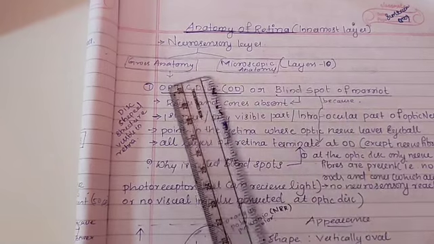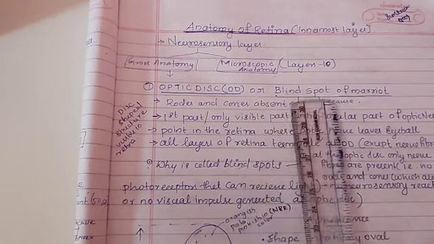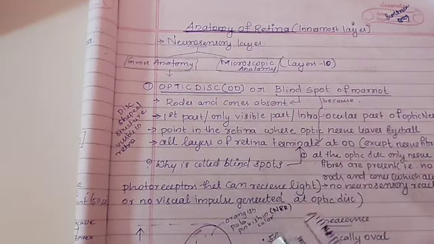First we are looking at the gross anatomy. In gross anatomy, first is the optic disc, or the blind spot of Mariotte. So this one is the optic disc.